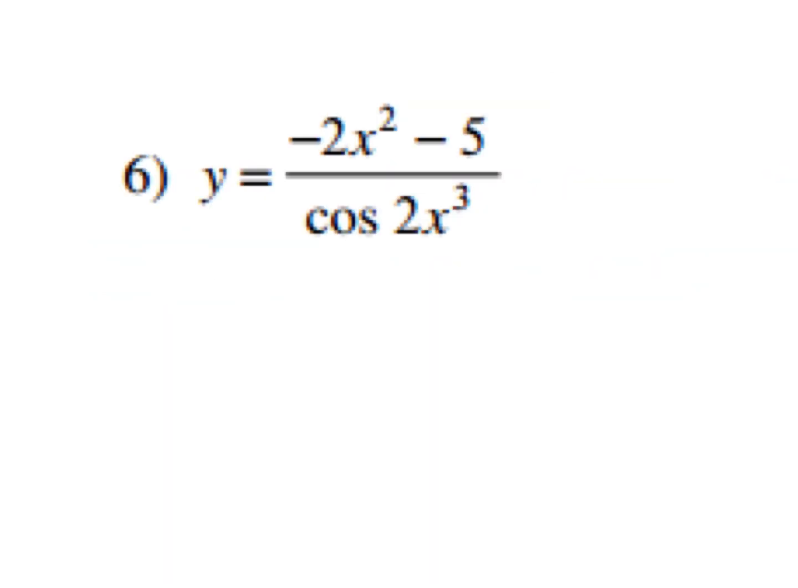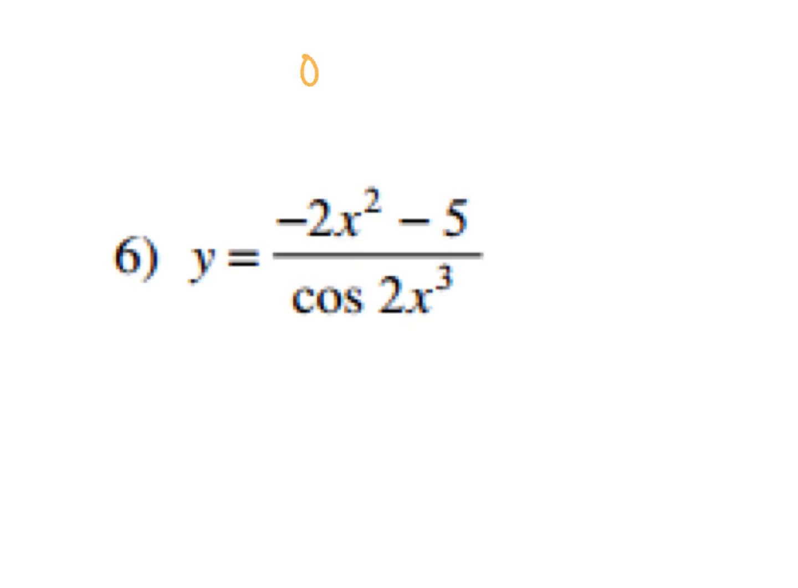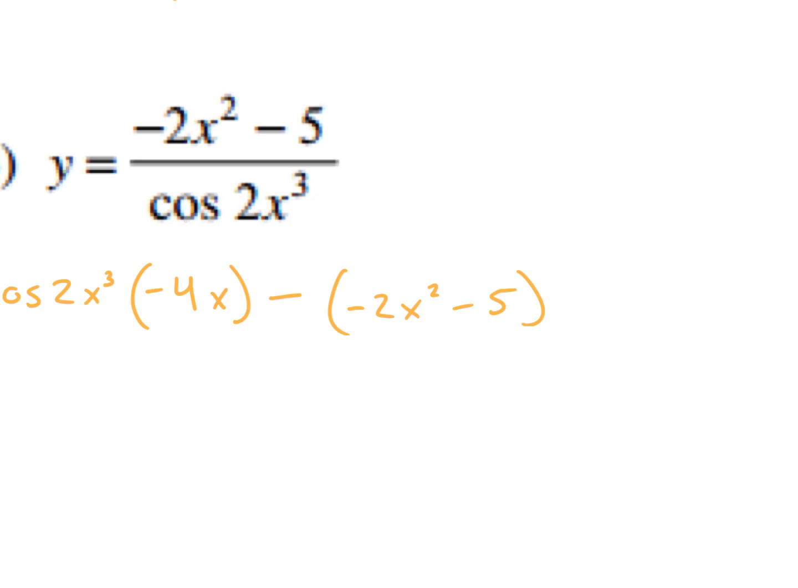So 6, you could solve a couple different ways if you wanted to move it to the top. You could. I would leave it like this and just use quotient rule. So low, d high, low would be cosine of 2x cubed. The derivative of our numerator would be what? Negative 4x, perfect. So that would be low, d high, minus high, which would be negative 2x squared minus 5. D low, so our derivative of our denominator.